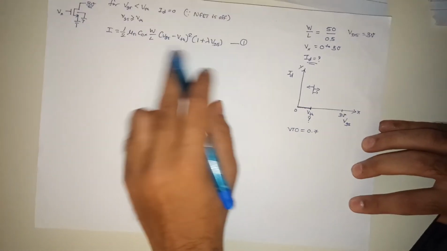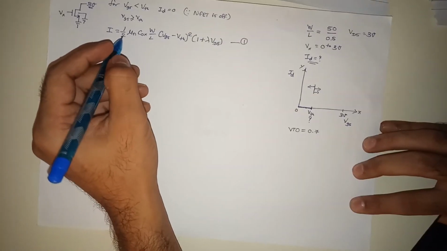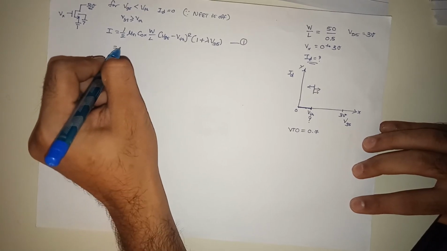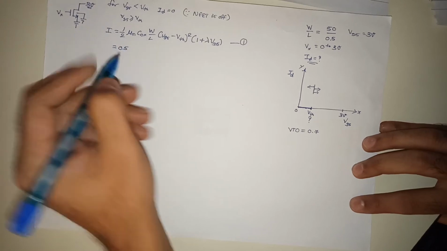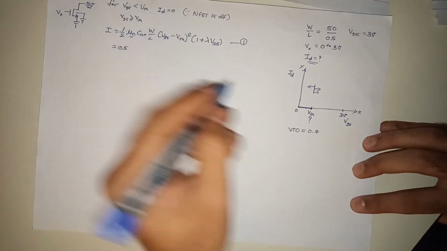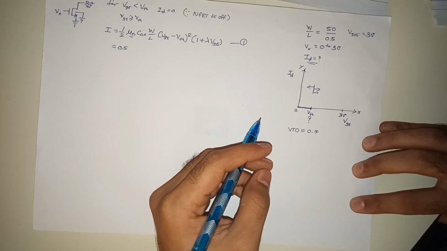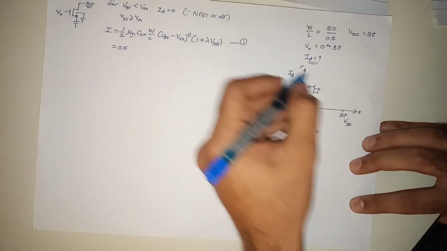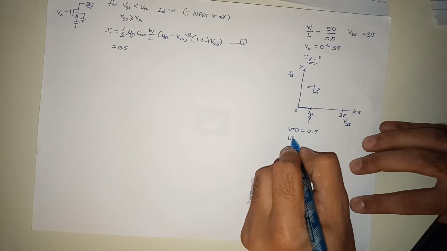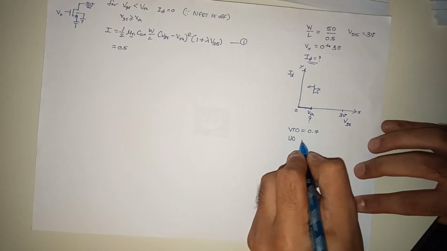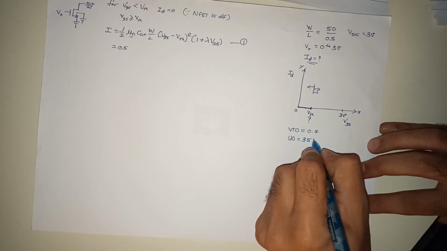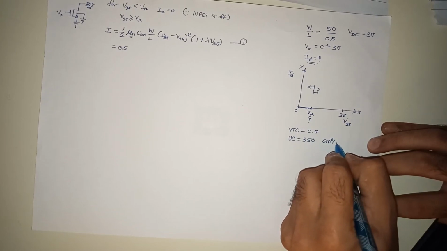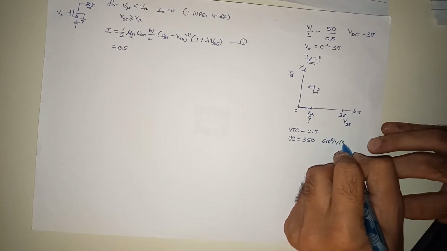Okay, in this equation, let us separate some part out of it. So 1/2 is fixed, so it's like 0.5. What is mu n? Again, if you will see from table, mu n is given, that is UO. You will find UO, that is 350 cm square by V by S.